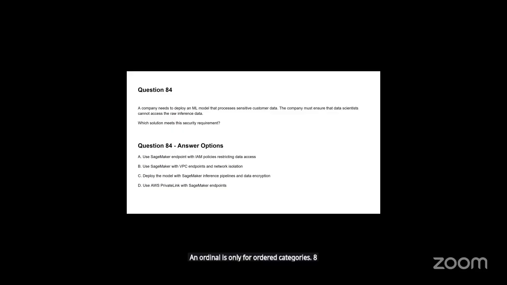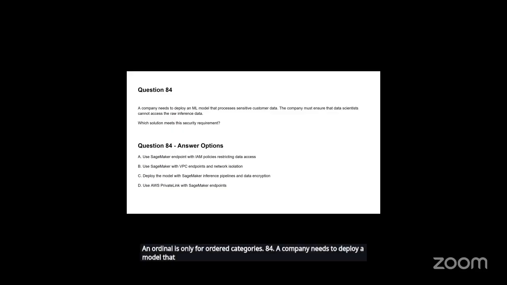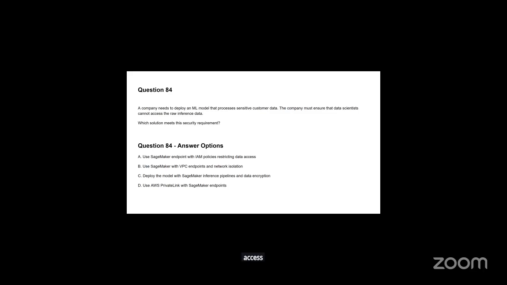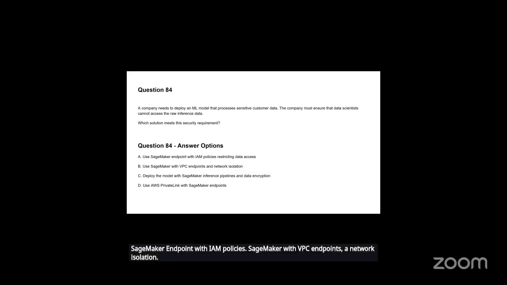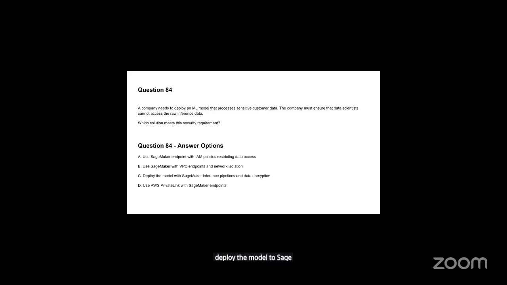84. A company needs to deploy a model that processes sensitive customer data. The company must ensure that data scientists cannot access the raw inference data. What solution meets this security requirement? SageMaker endpoint with IAM policies, SageMaker with VPC endpoints and network isolation, deploy the model with SageMaker inference pipelines and data encryption, AWS PrivateLink with SageMaker endpoints.